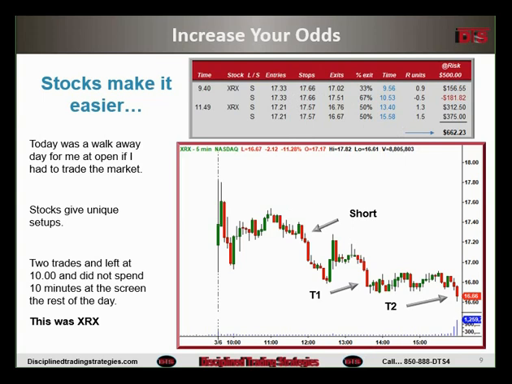I was gone. I left at 10 o'clock, and I just checked in. It was 11 o'clock or something, 11:30. I checked in, and I saw that this had trailed out by a couple of cents, and I liked the setup again. So I just replayed this one. It wasn't like a new trade. I just replayed this, and this right away went to target 1, and the rest was target 2.